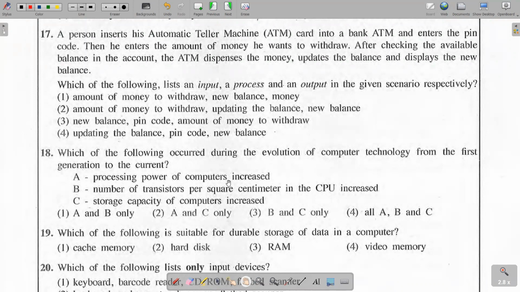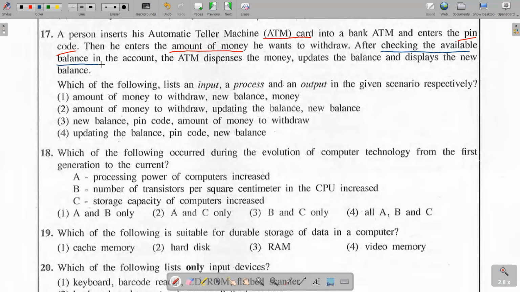Generally, those are the kind of questions that they ask in the essay paper, especially inside the first question, right? So here, if you think about the inputs, a person inserts an automatic teller machine card. So the ATM card is going to be one of the inputs. And enters the PIN code. So the PIN code is another input. Then he enters the amount of money. Amount of money is another input.